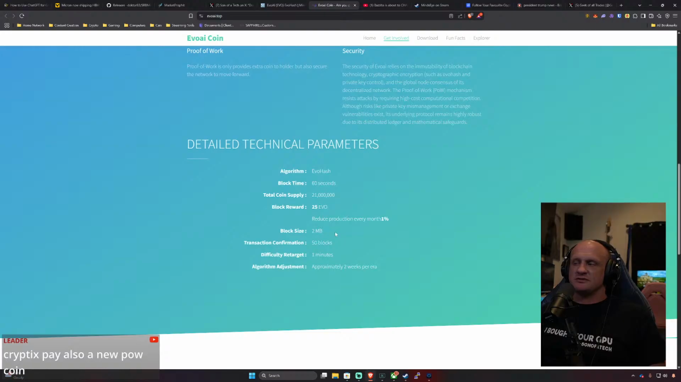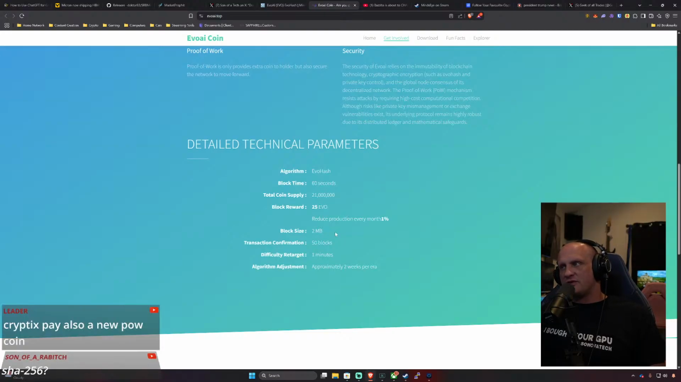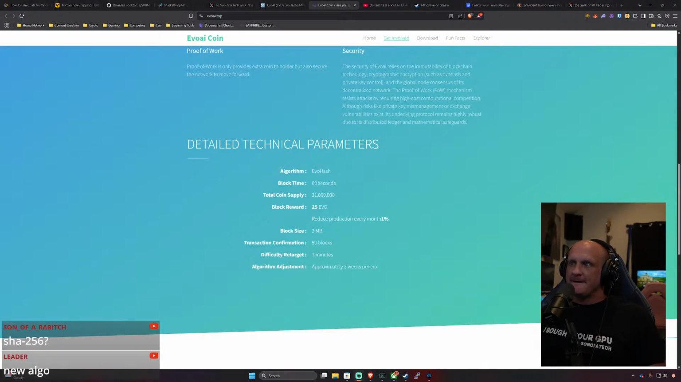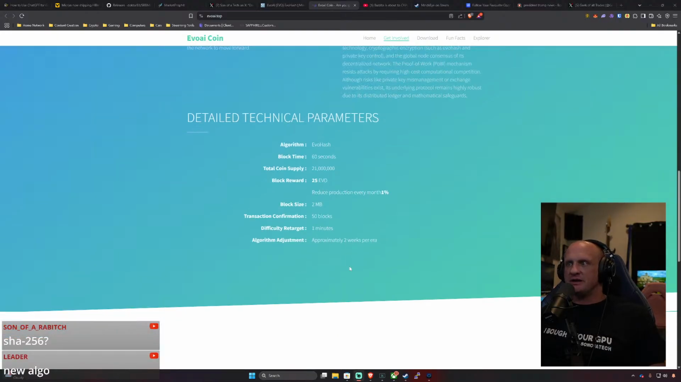And it says it's a reduced production every month. So as opposed to halving every 4 years, it's going to reduce production by 1% every month, which I suppose means that we're cutting in half how many days? It would need to be 100% every 100 days or so. Does that sound about right? Somewhere around there. Block size 2 megabytes, transaction confirmation 50 blocks, and a difficulty retarget time of 1 minute, and an algorithmic adjustment approximately every 2 weeks. So that's similar to Bitcoin.